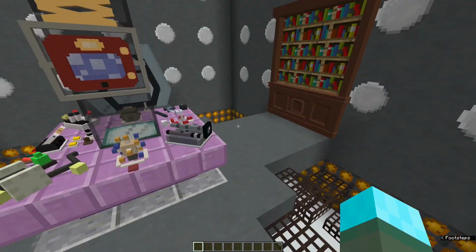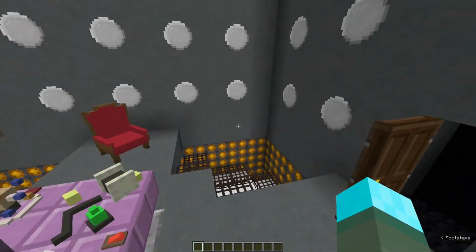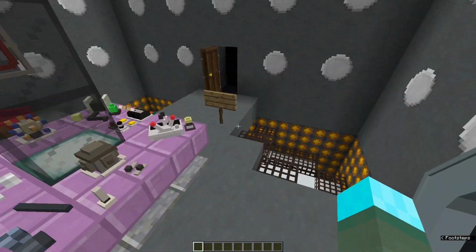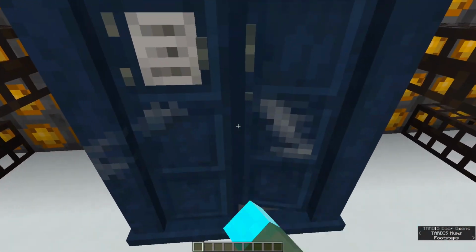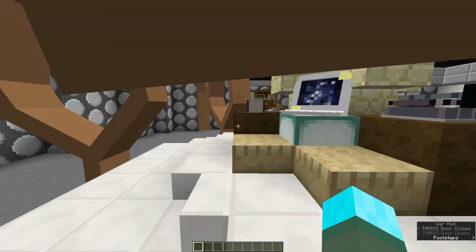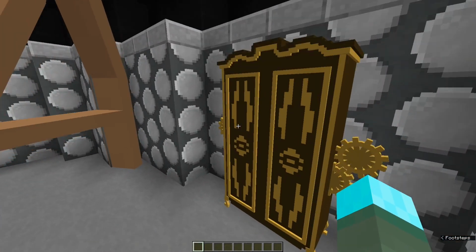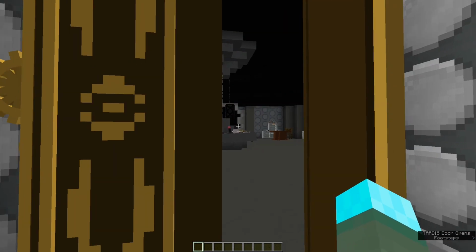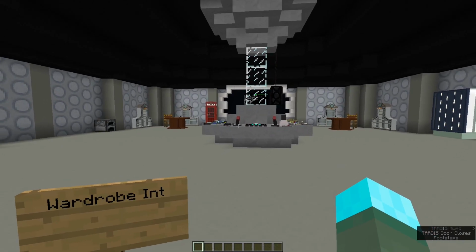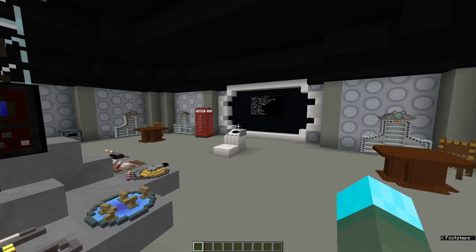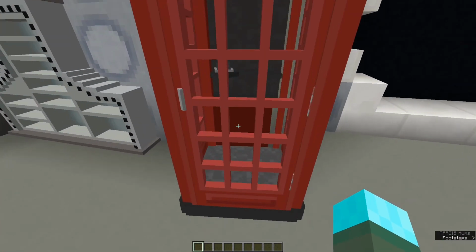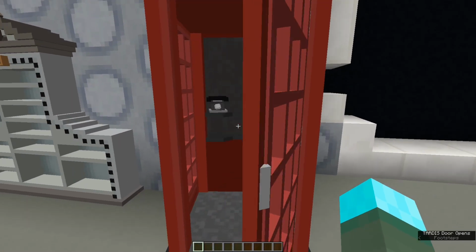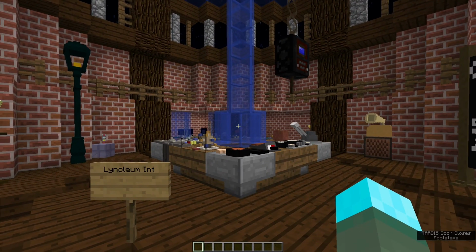Vending machine interior. This is for all snack and drink based machines. War Doctor interior. Not Gallifreyan, but wardrobe interior. I'm fairly sure it's the same. This is Linoleum's interior.